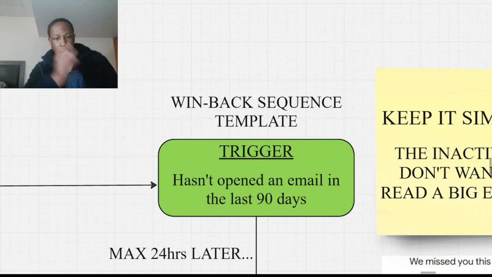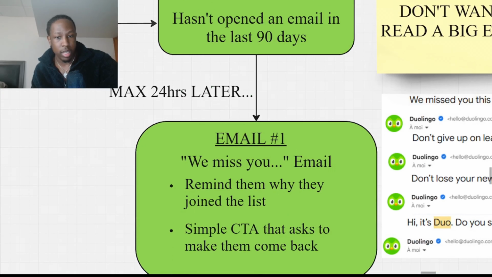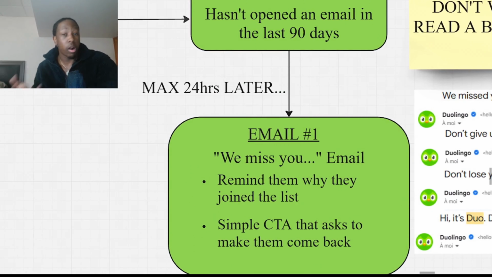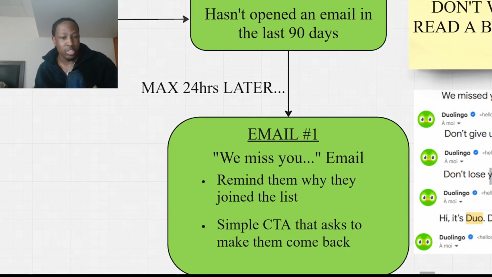So the trigger: if someone hasn't opened an email in the last 90 days, the re-engagement sequence starts. Then max 24 hours later, you send them an email automatically, and it's basically something like, hey, we miss you, where are you? So just remind them why they joined the email list, and add a simple CTA that asks if they want to come back. Simple as that.